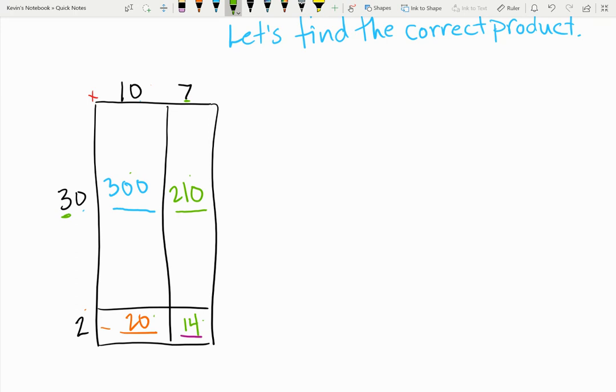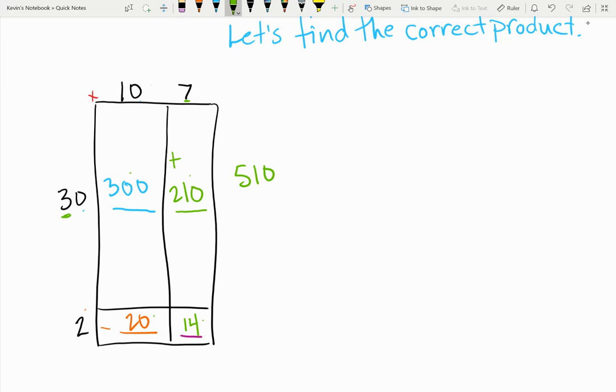So we just need to add, and we can add sideways if you want. We can add going left to right. We can put them all 4 on top of each other. It doesn't matter. Just make sure you guys are adding all 4 of your partial products. So we know 300 plus 210 is 510. And then we're going to add that to the bottom.